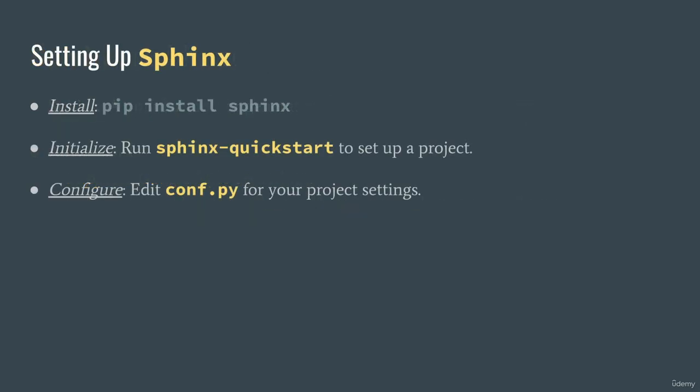To get started with Sphinx, first install it using the install command. Once it's installed, initialize your project by running the quick start command, which will guide you through setting up the necessary files and directories. After that, configure your project by editing the config file to customize settings like the project name, version, and any extensions you want to use.